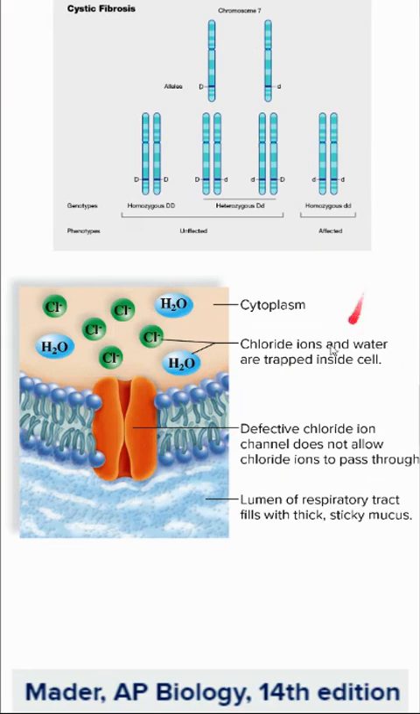If the gene is defective, it'll make a channel that doesn't allow these chloride ions to pass through. If they get stuck inside here, the respiratory tract and other regions in the body get filled with this thick, sticky mucus. Advances in medicine have come a long way recently, but people with cystic fibrosis typically have died at a young age.